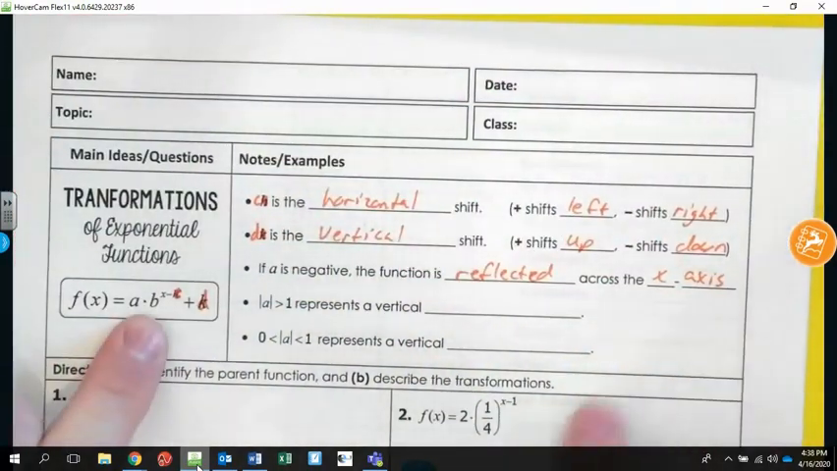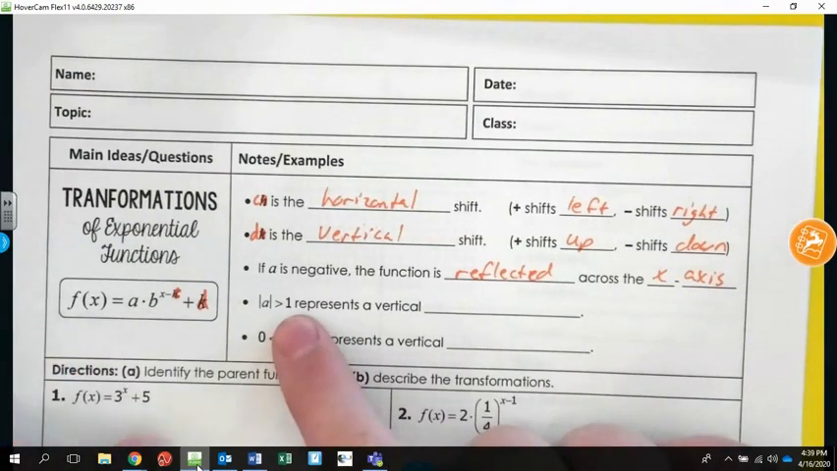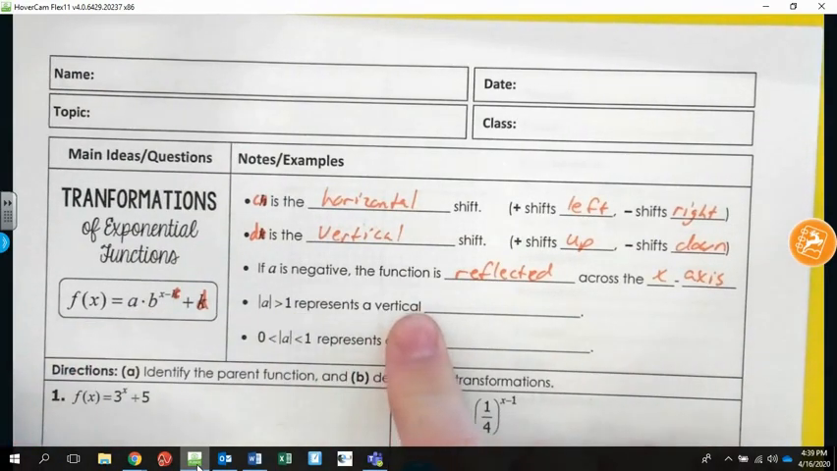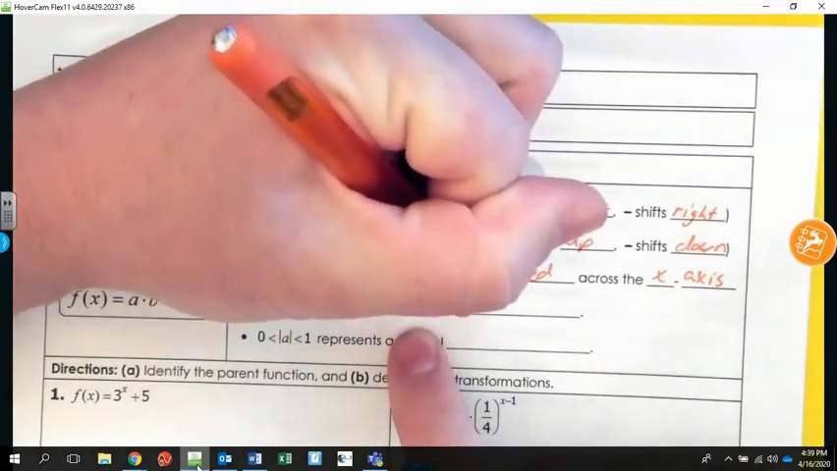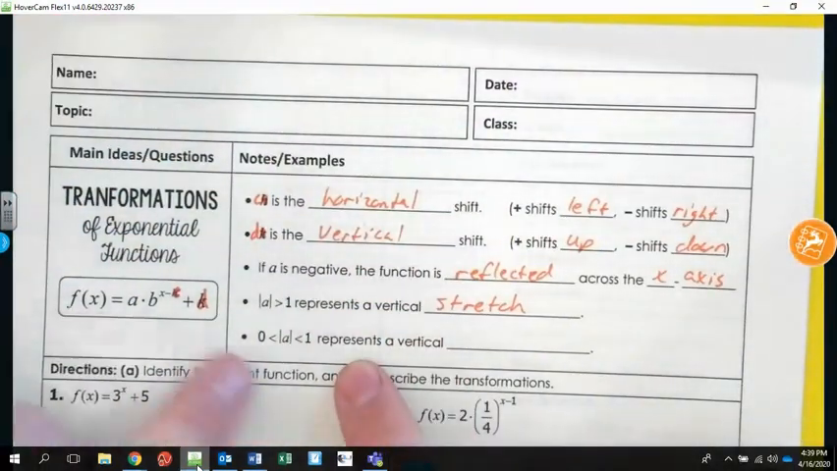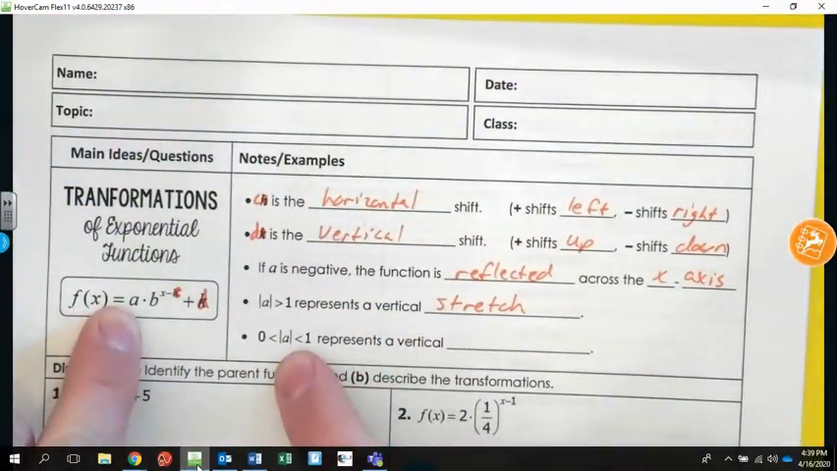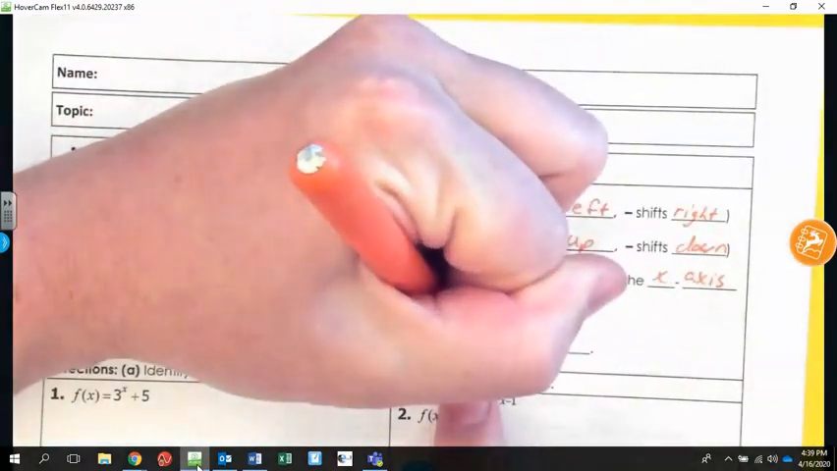Okay, the B value is your base. The B value tells you growth or decay depending on if it's bigger than 1 or between 0 and 1. If A is greater than 1, it is a vertical stretch. Okay, and if A is a fraction, just the absolute value of A, meaning that if it was 1/2, 1/3, 3/4, a proper fraction, then it's a vertical compression.